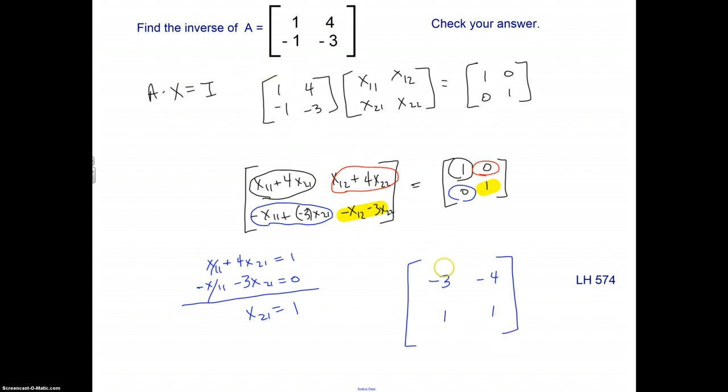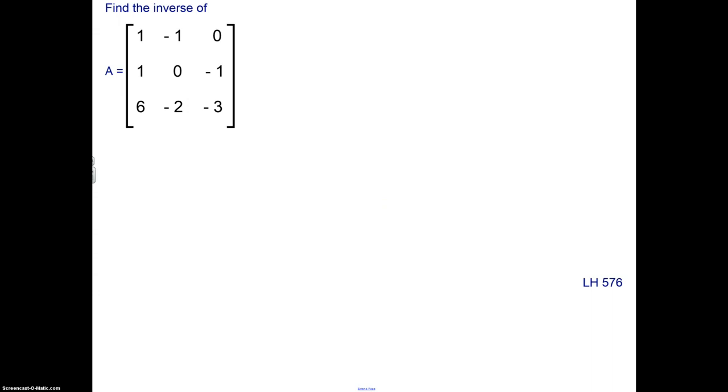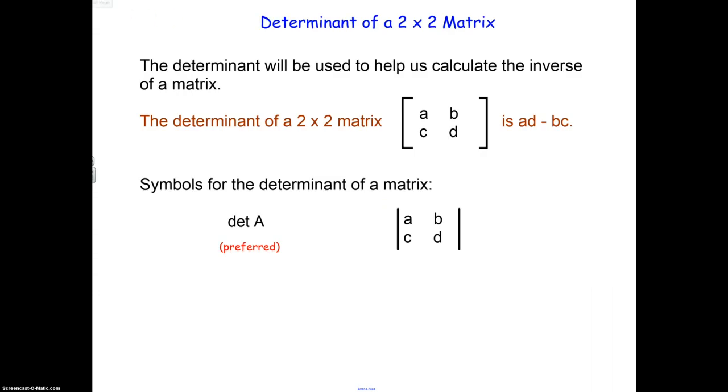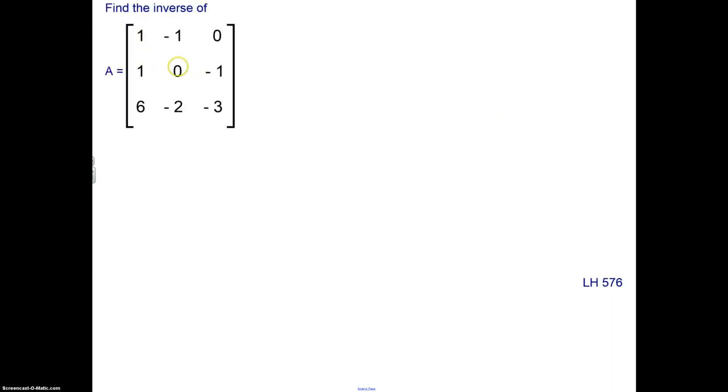Now you could verify that inverse by multiplying, and you should get the identity matrix in both directions. So A times this inverse, this would be x by the way, so you would multiply A times x, and you would multiply x times A. In both cases, you should get that identity matrix. I'm not going to do that. You could imagine that this would get a bit messier doing it with 3 by 3 matrices.